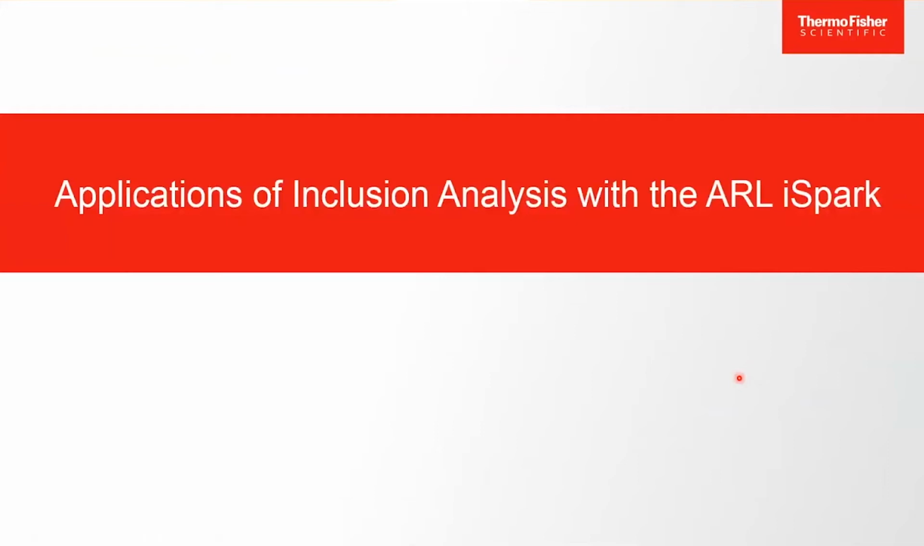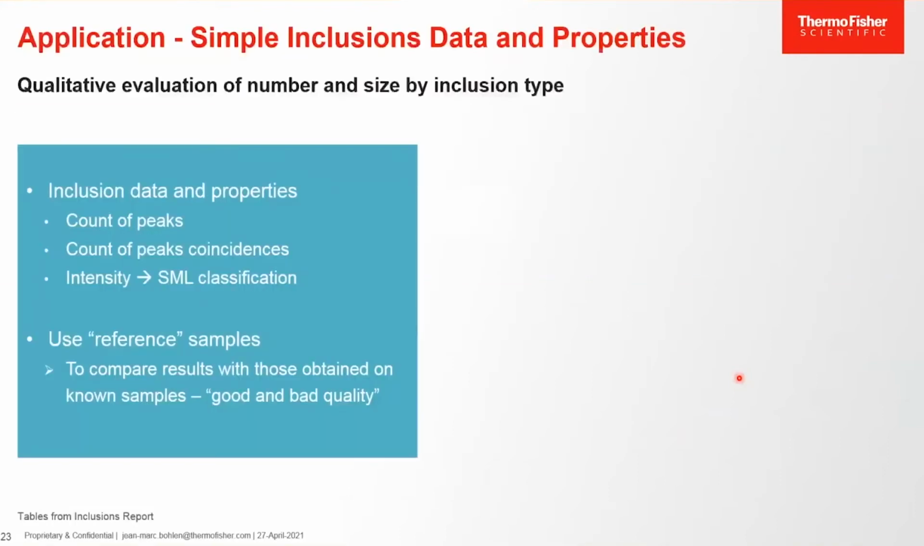Let's now move to some examples of application of the inclusion analysis with the ARL iSpark. First, the simple inclusion data and properties. This is a qualitative evaluation of the number and size by inclusion type. The properties and data of the inclusion are obtained in the form of peak counts and counts of peak coincidences, exactly what I showed you before. Intensity is also used in this kind of evaluation to classify the inclusion as SML, or small, medium, and large.